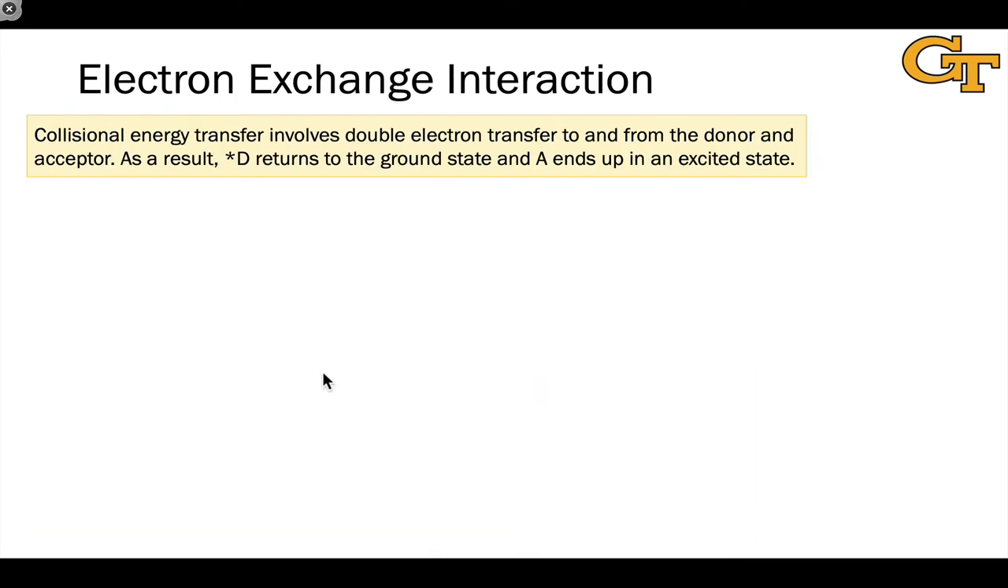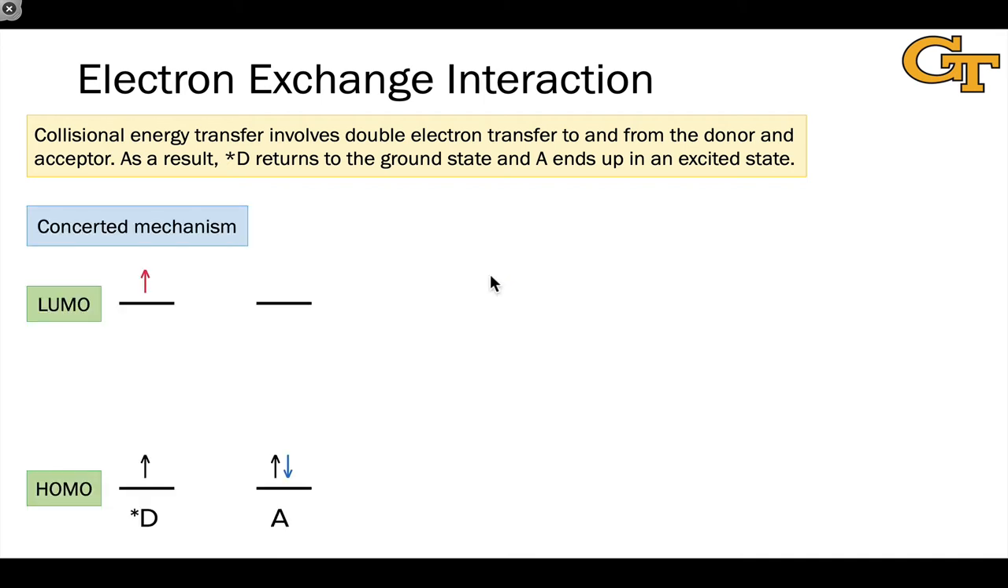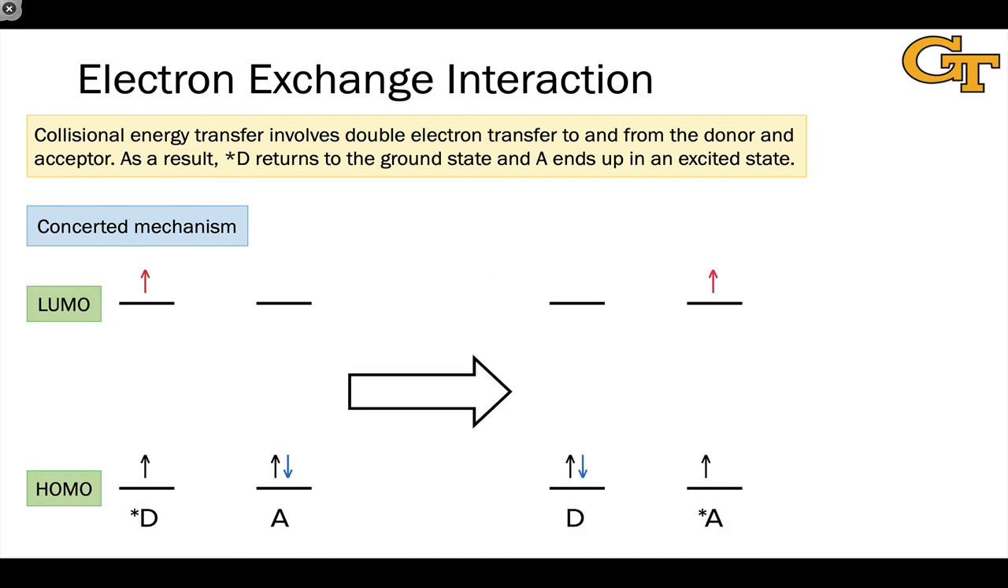We've already seen the basic picture of exchange energy transfer as involving the exchange or the transfer of electrons between an excited and a ground state. Here I want to deepen this picture a little bit. So first, let's remind ourselves of the basic concerted mechanistic picture that we developed at the start of the video. An electron moves from the higher energy SOMO, what's labeled here as the LUMO of D star, into the higher energy level of A, and an electron from A in its HOMO moves over to the lower energy level of D star, and the result is D in its ground state, and the orbital occupancy suggests that, and A in its excited state.